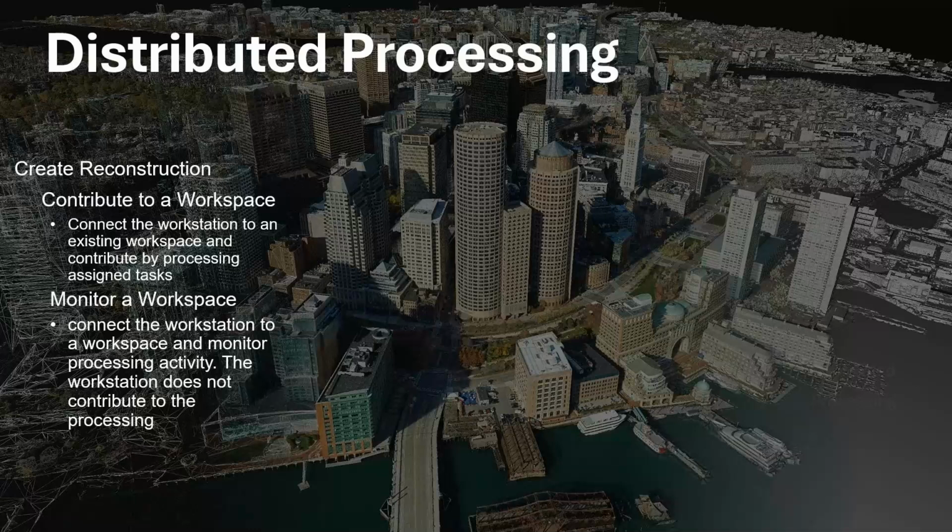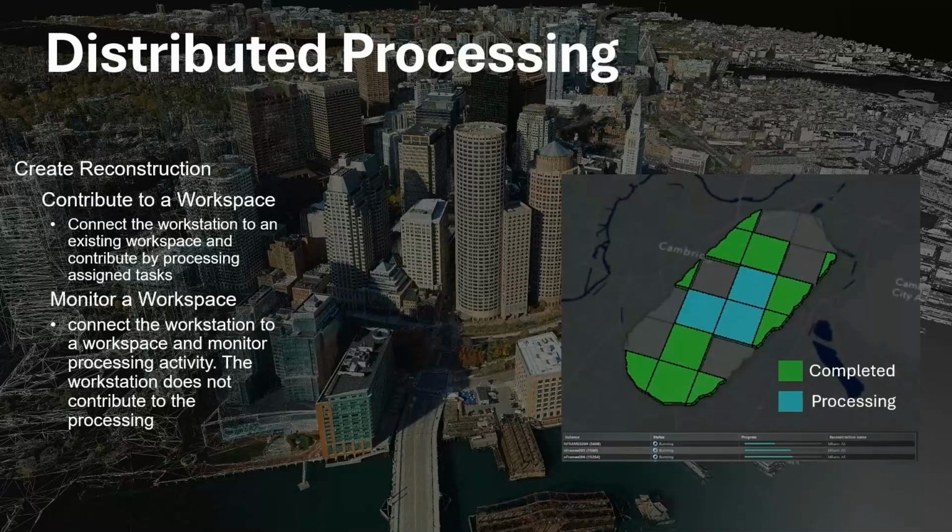So on the right, this is the Cambridge case study I mentioned previously. You can see how it's tiled it up and it's distributed all the processing out to 3 different computers to get the mesh generated.